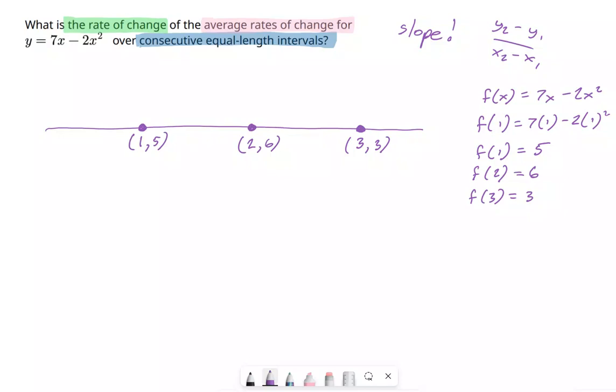So in my first section, let me use a different color here so we can keep track of what's going on. I'm going to use light blue for this. So my slope of this one, let's say section 1 to 2 slope, is going to be equal to, take the y values, 6 minus 5, and divide them by the x values, 2 minus 1. And the result is 1. That's our slope of that section.